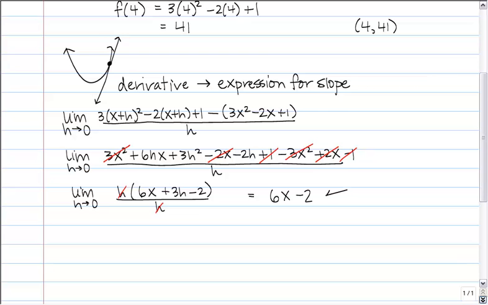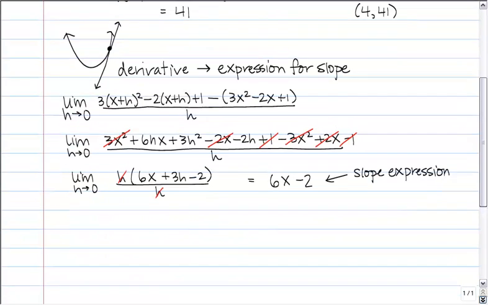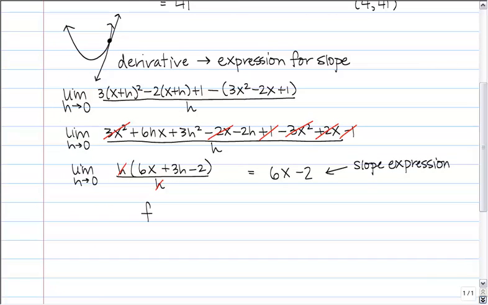Okay, so now remember, this represents the slope. So this is our slope expression. And we can use it to find the slope of any point on that function. Now there's only one point we're concerned with, and that's the value of x equals 4. So at x equals 4, my derivative, remember that's the f prime, f prime of 4 would be 6 times 4 minus 2. So 6 times 4 is 24, minus 2 is 22. So this is the slope at x equals 4.